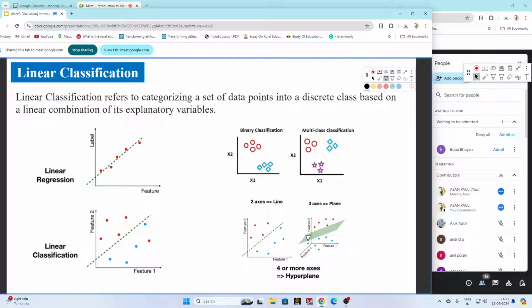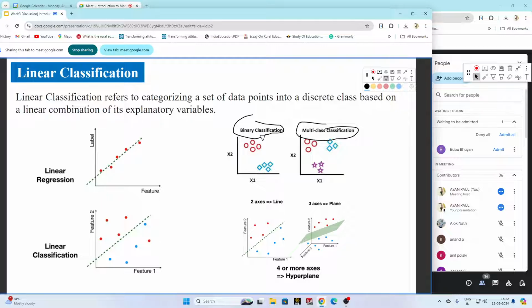If we have three inputs, we do it by a plane. And if we have more than three inputs, that is four or more, then we separate these groups of data points by a hyperplane. Here we are only talking about two groups, but there can be cases in which we have to do classification for more than two groups. More than two groups is known as multi-class classification, and if we are doing it for only two groups, that is called binary classification. So this is the thing about linear classification.